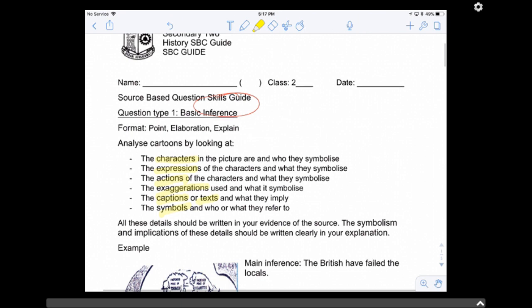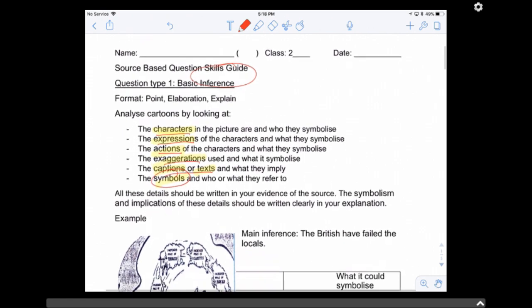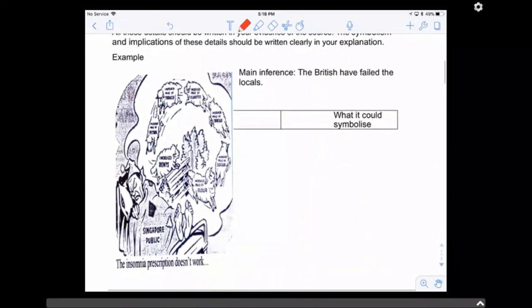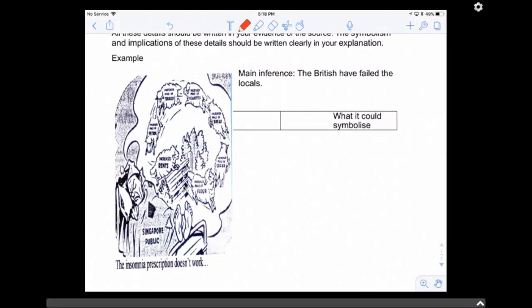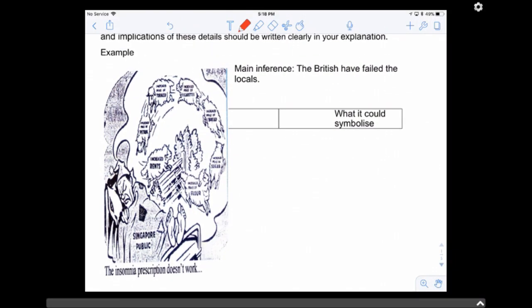So when you see cartoons, please remember to write down in your description or your evidence who are the characters, what are their expressions, what are the actions, any exaggerations you see, any text that you see, and what all these things symbolize that give you your main inference. Alright, so to give an example, you have this source produced during the British rule after the Japanese occupation. This is after the Japanese occupation when the British came back.